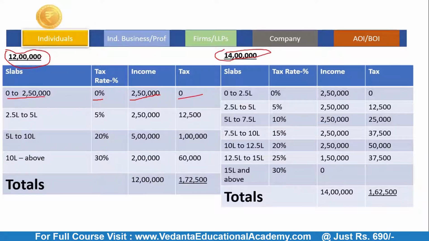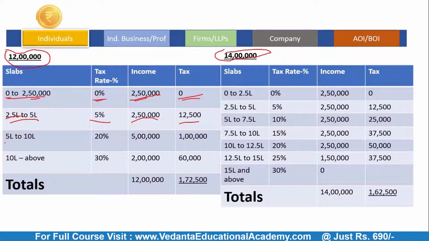I repeat it once again. Out of 12 lakhs of income, the first 2,50,000, whatever income is there between 0 and 2.5 lakhs, is 2,50,000. On that income, the applicable tax rate is 0, so the tax was 0. Again, whatever income is there between 2.5 lakhs and 5 lakhs, the income value was 2,50,000. On this 2,50,000, the applicable slab rate was 5%, so that will be 12,500.